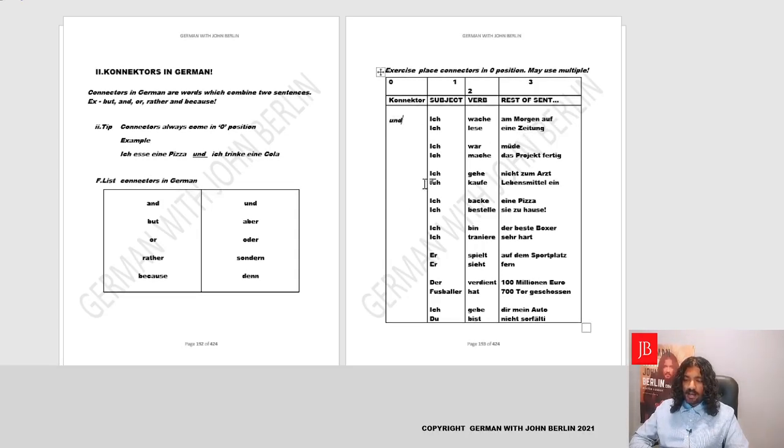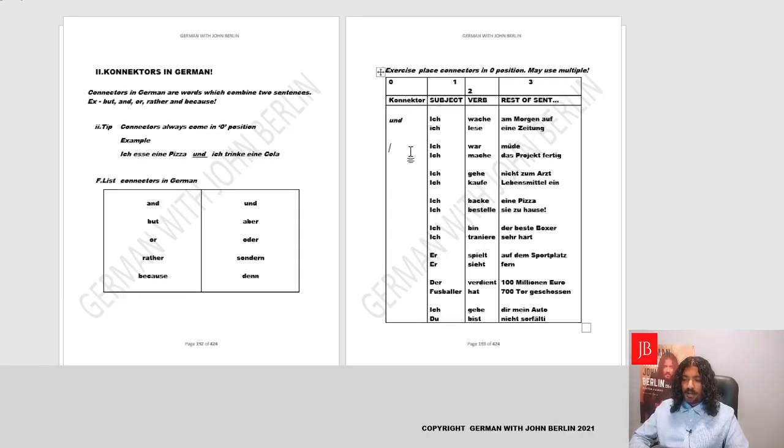Now, you might see I said ich wache am Morgen auf und ich lese. I never said und lese ich. If I had said und lese ich, then the sentence structure would have changed and the verb would have come in the first position, which we don't want. We want to keep the first position for the subject, yes, and the second position for the verb. Perfect. Now moving forward, let's find out.